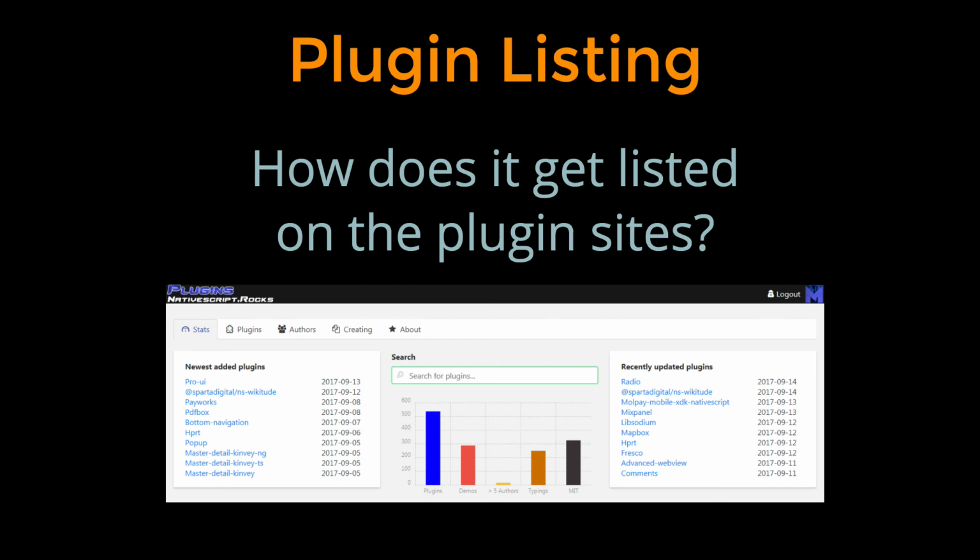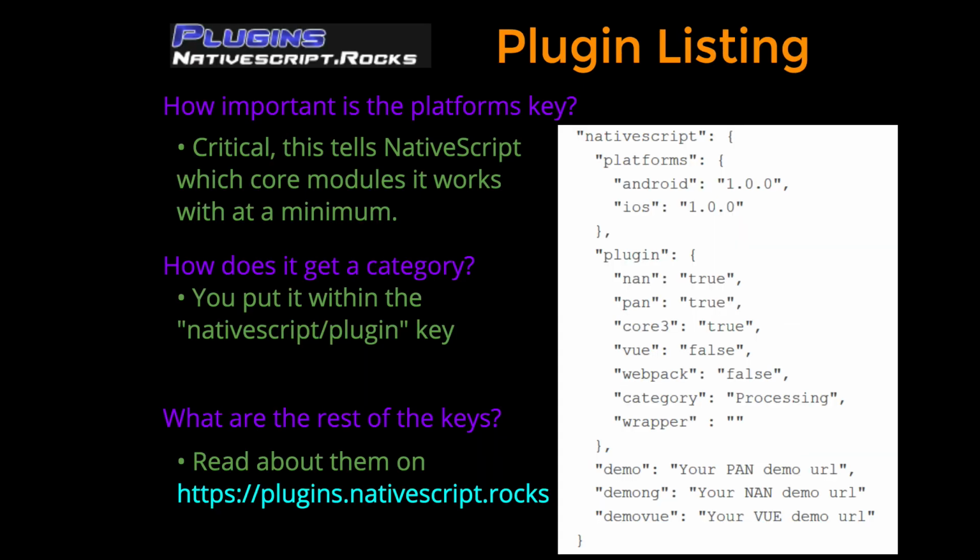Plugin listings. How do you get your plugin listed on the plugin sites? I'm glad you asked. To get your plugin listed, you basically need to open up the package.json file and add a couple keys. The primary one that is the most important is platforms, and you tell it which platforms your plugin supports, Android or iOS or both of them, and you put what version number that your plugin actually supports. Most of the time this is going to be 3.0 or later.